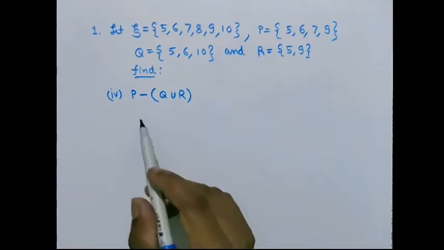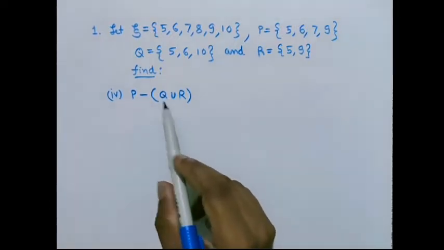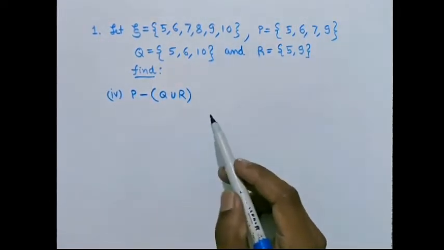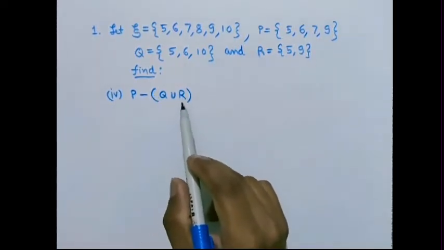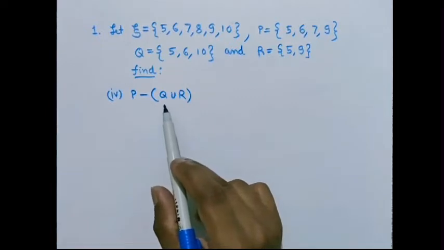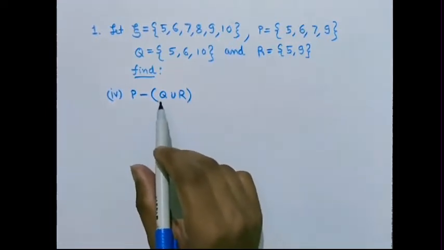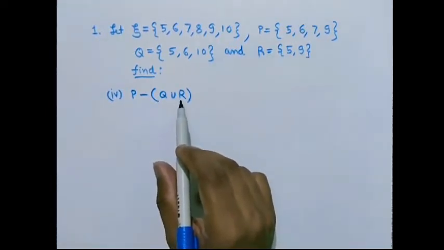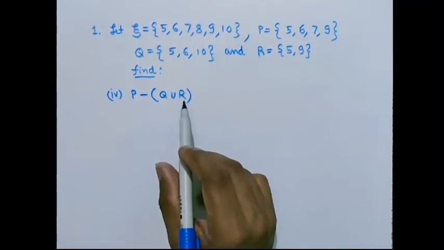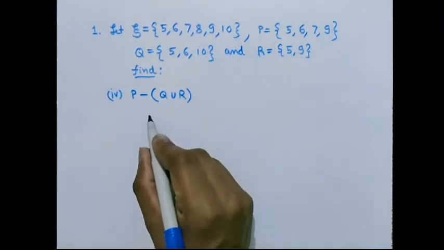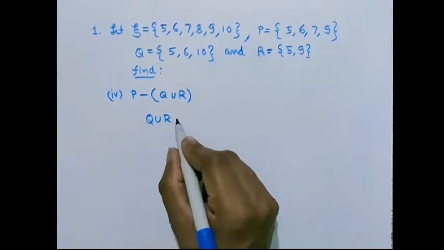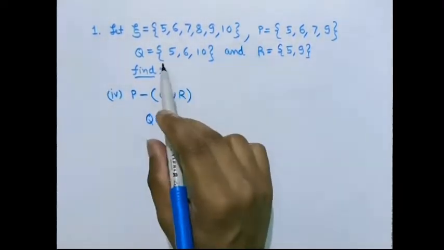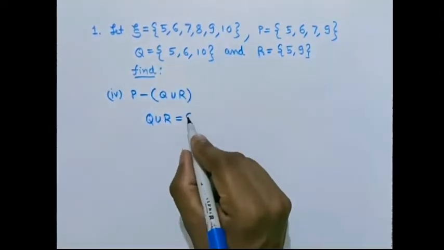Now P minus Q union R. So whenever such a question comes, we'll first deal with the bracket. Okay, so first let's find out Q union R. So let's write it down. Q union R will be equal to, where are the elements of Q? Write them down.